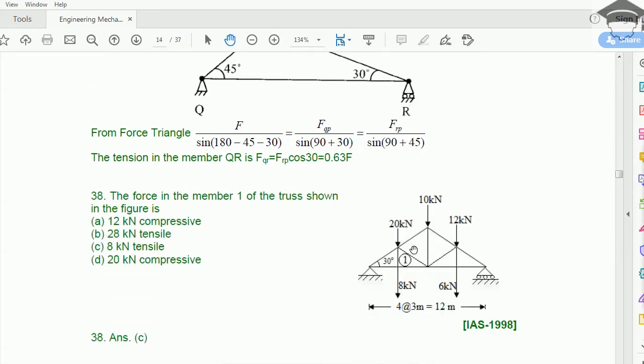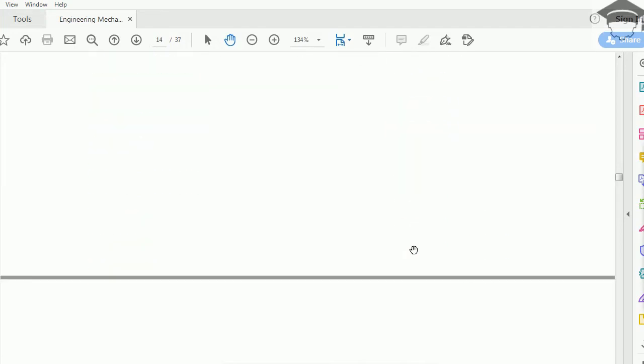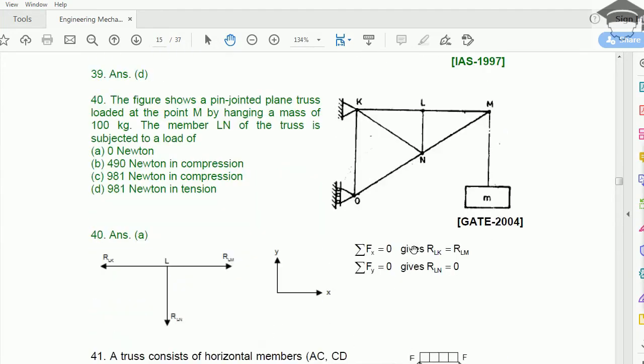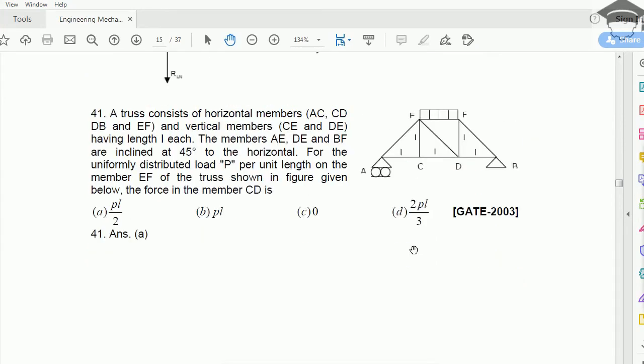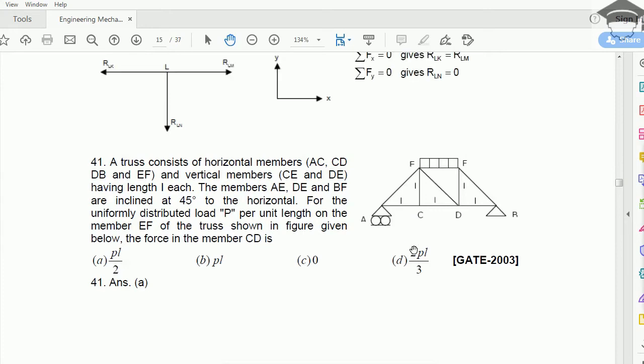Now let us see this example. It will cover most of the things on how you have to find. Even the actual values can be given in the question instead of L, like 200 mm or 0.2 meter, something like that. So it doesn't make any difference. It would be similar.